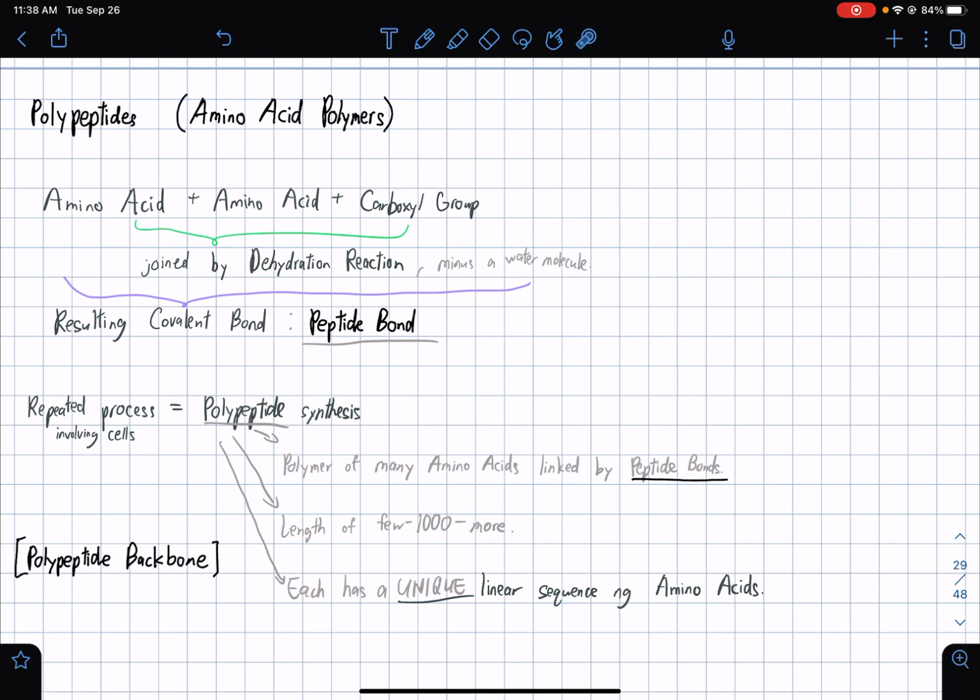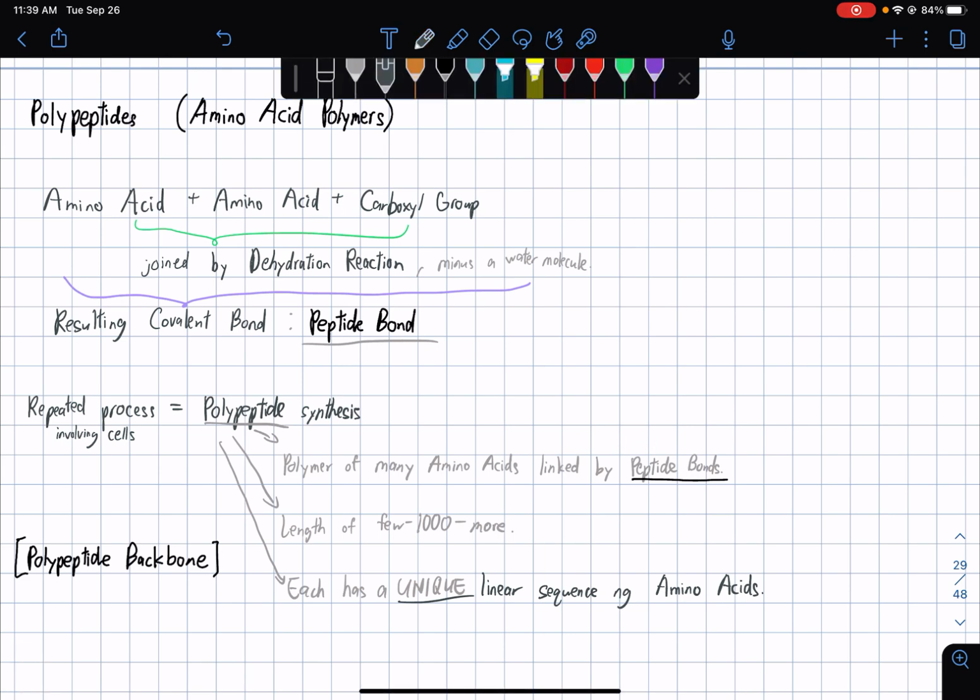Polypeptides are amino acid polymers. The building blocks in the making of a protein are amino acids, joined by a dehydration reaction. This is the removal of a water molecule, and it results in a covalent bond, which for proteins is called a peptide bond. This process repeats again and again for the synthesis of polypeptides. A polypeptide is a polymer of many amino acids linked by peptide bonds.